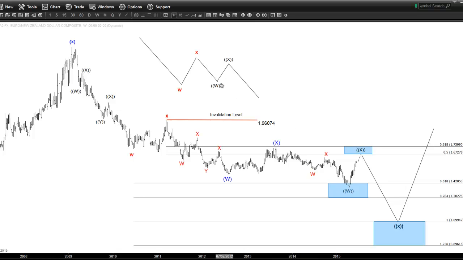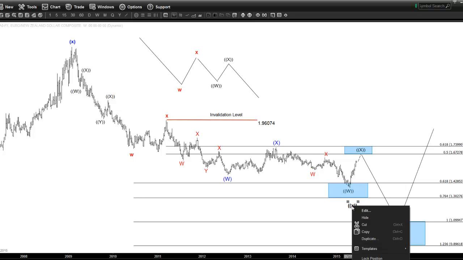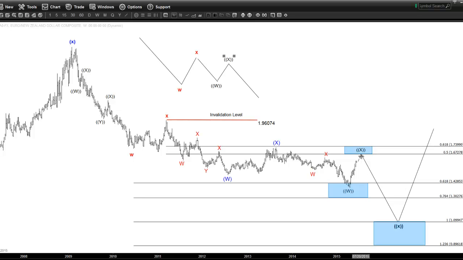And this W here is further subdivided into another WXY in blue. So that is basically the structure of this pair in the weekly time frame. All right, so now this one, unless it denies the last leg to the equal leg right here, which means that X is complete here, and if that is the case, then we wouldn't have this last leg lower here.